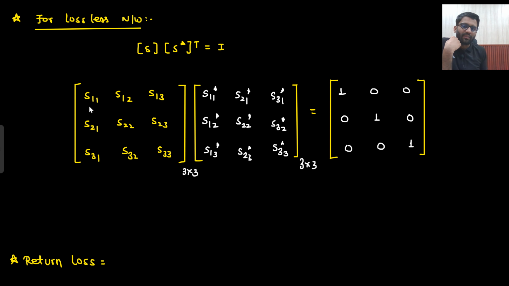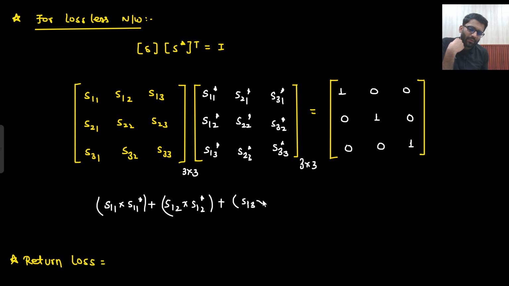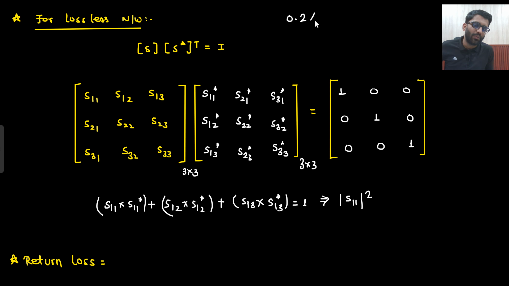So when I multiply both of them, it should be equal to the identity matrix. Just do the multiplication. This and this will be multiplied, which should be equal to 1. So if I multiply both of them, what am I getting? S11 into S11 conjugate plus S12 into S12 conjugate plus S13 into S13 conjugate is equal to 1. Now what is S11 into S11 conjugate? That is the mod of S11 whole squared. Let's just say S11 is coming out to be 0.2 at an angle of 75 degrees. So what will be your S11 conjugate? That would be 0.2 and the angle is minus 75 degrees, because if you take the conjugate, that means the angle will be negative. Now if you multiply both of them, what are you going to get?